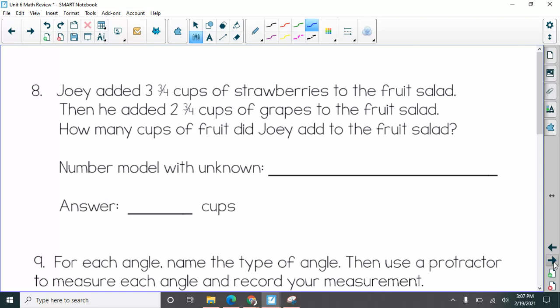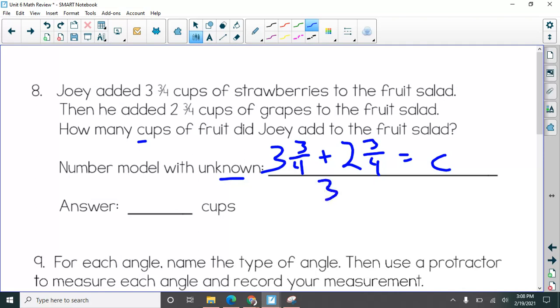Hey, this is an adding problem. Why is it an adding problem? Because he's putting these together, right? We're getting more of something. Whenever we're getting more of something, this is why visualizing is one of the key math word problem skills. You should have had this. And then unknown is C for cups. What would that equal?